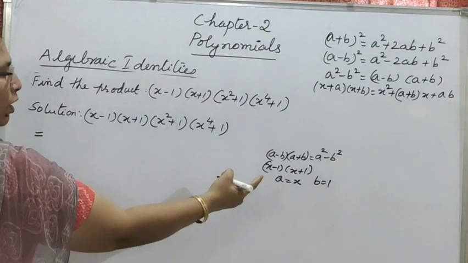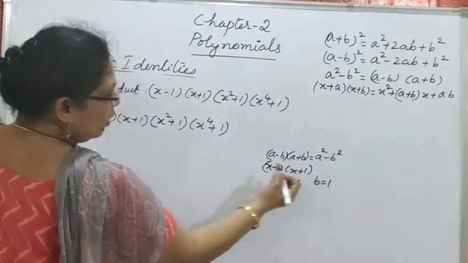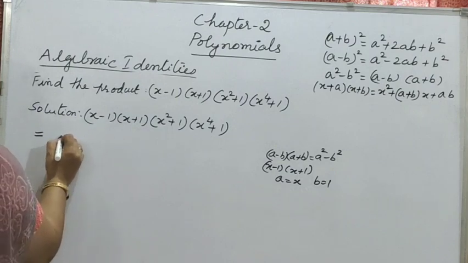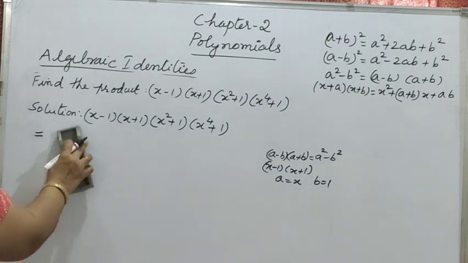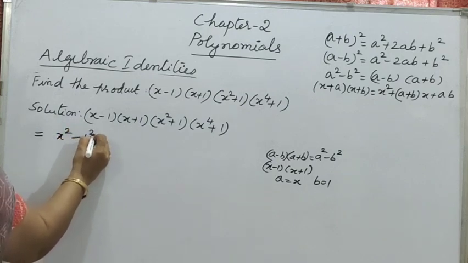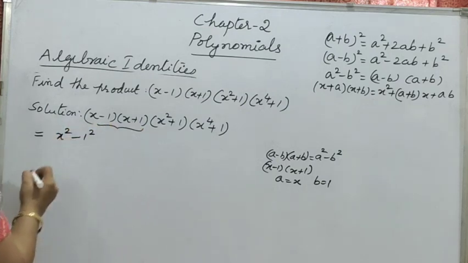So a square minus b square, right? A square minus b square means, what is a square now? x square. Only the 2 brackets I am writing. It is a equal to x only. So x square minus 1 square. This is for these 2 brackets, right?